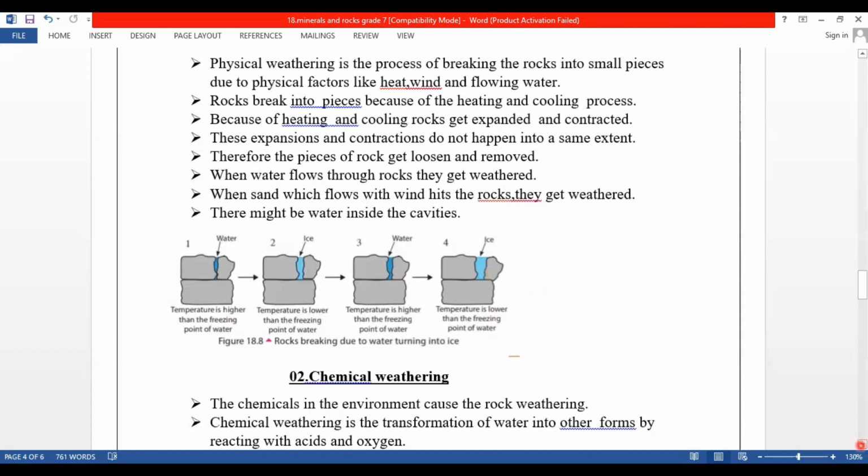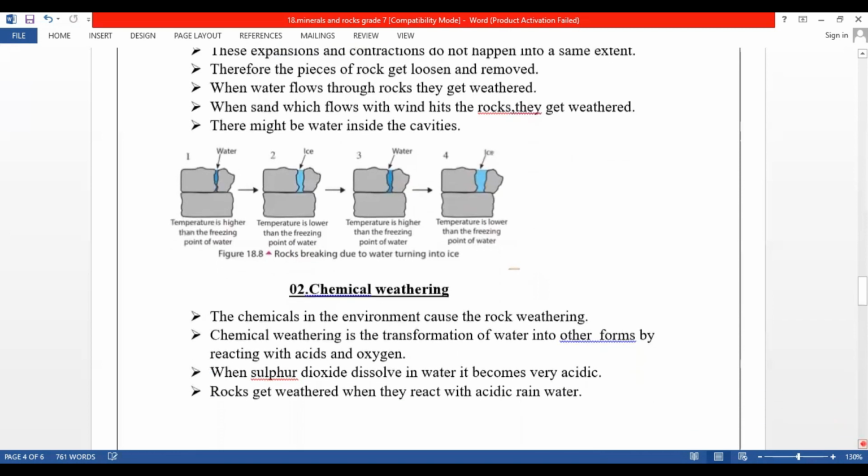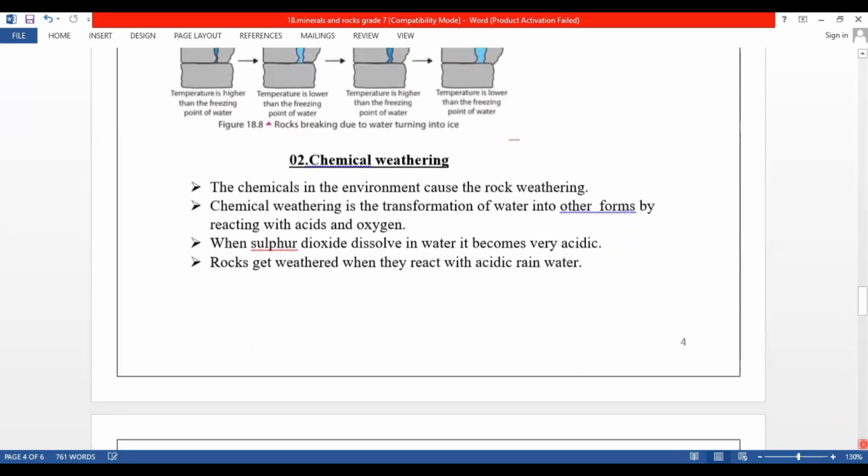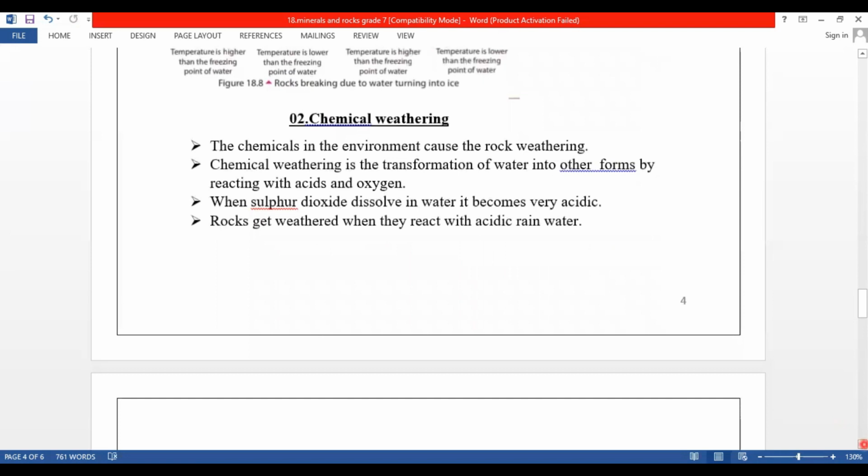Now we will see chemical weathering. From the name you can get the idea: the chemicals in the environment cause rock weathering. Chemical weathering is the transformation of water into other forms by reacting with acids and oxygen. Transformation means parivartanaya. Water is turned into other forms by reacting with acids and oxygen. We will see what happens then.